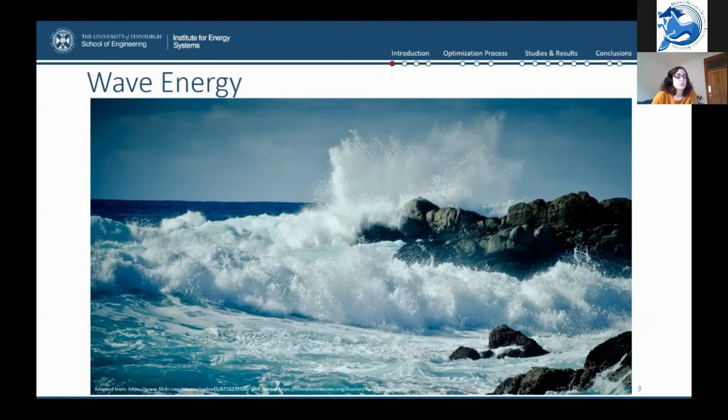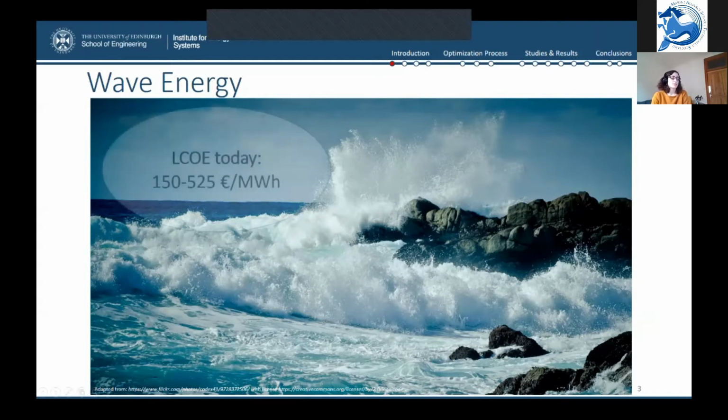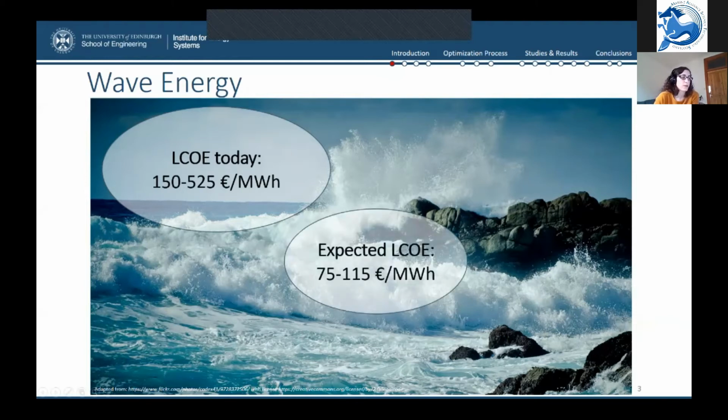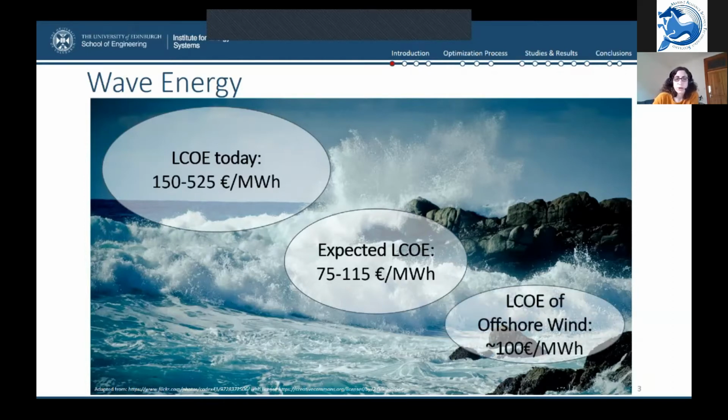So the levelized cost of energy of wave energy converters today is estimated to be around 150 to 525 euros per megawatt hour. But it is expected to decrease to 75 to 115 euros per megawatt hour after a deployment of 10 gigawatts. For context, the levelized cost of energy of offshore wind today is around 100 euros per megawatt hour.